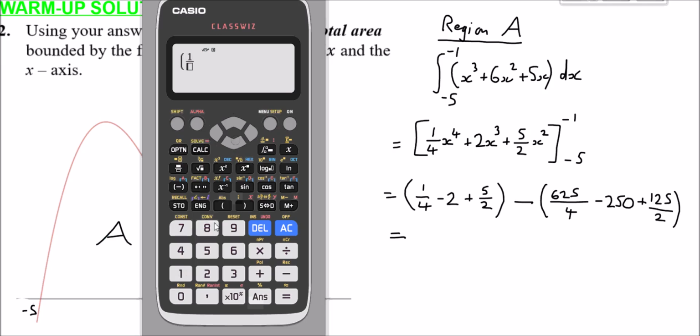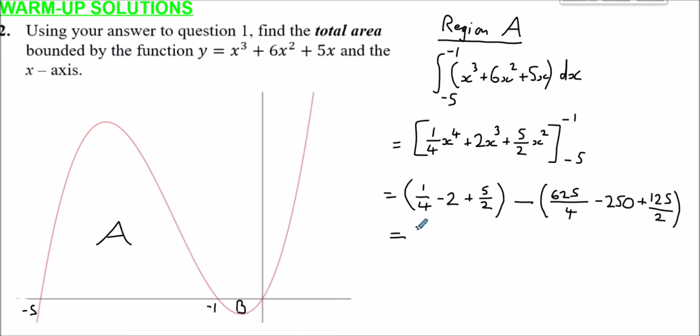So we've got 1/4 minus 2 plus 5/2. And from that we're going to minus off 625/4, all in brackets of course, minus 250 plus 125/2. And we should find that we get exactly 32. So this area here is 32.